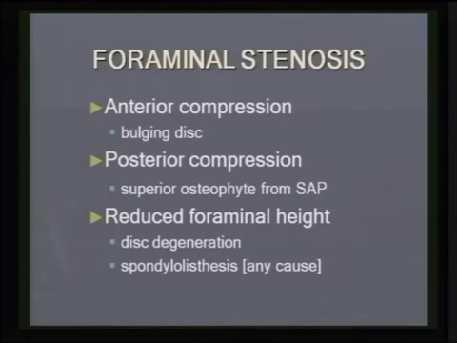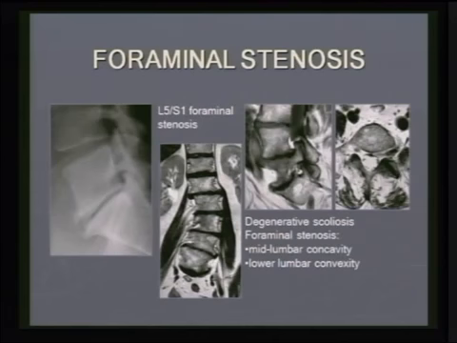Foraminal stenosis, again, the same components of the bulging disc, but this time a superior osteophyte from the articular process may result in foraminal compromise. But a very potent cause of foraminal stenosis is reduced foraminal height due to spondylolisthesis, because spondylolisthesis results in a horizontal orientation of the foramen rather than the normal vertical orientation. And when that's combined with a degenerate bulging disc into the foramen, then it can result in very, very severe compression of the exiting nerve root.